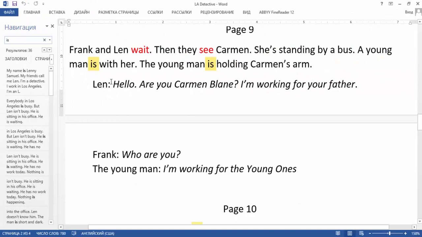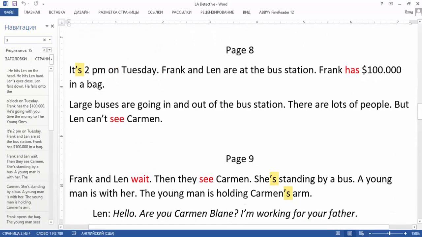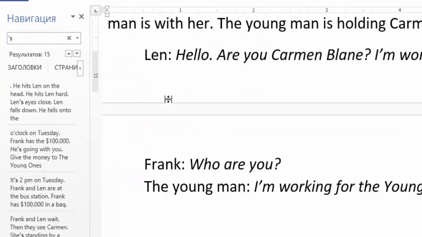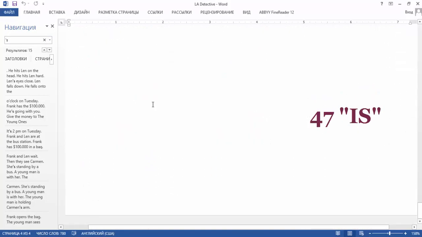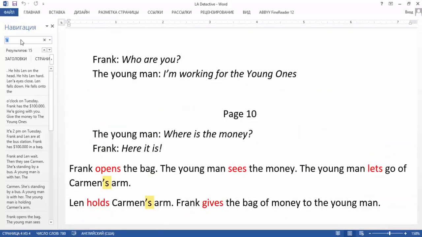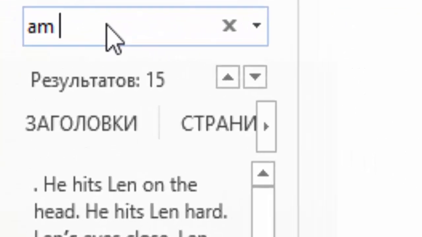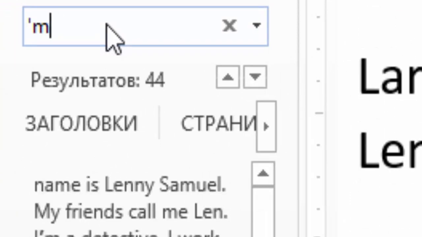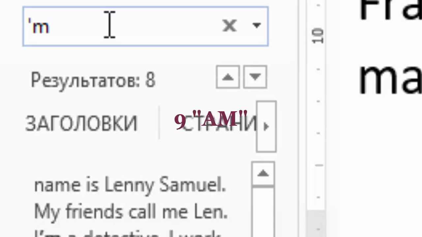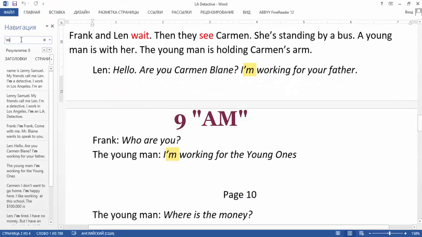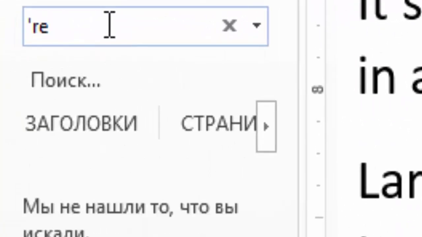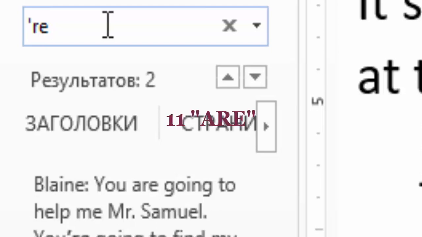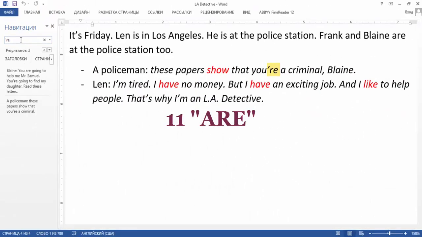Wow, 36. Well, it's not the total number because there is another way to use is, which is this 's. But as you can see, not all of these are "is"es. I've done the counting by hand and there are 47 "is"es in this story. Okay, let's do the same with am. First, the letter M: 8. Plus 1 equals 9. We got 9 ams. Let's try are: 9, and 2. Okay, 9 plus 2 equals 11. There are 11 ares.